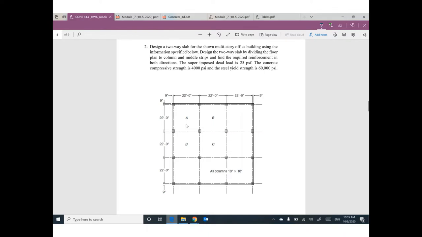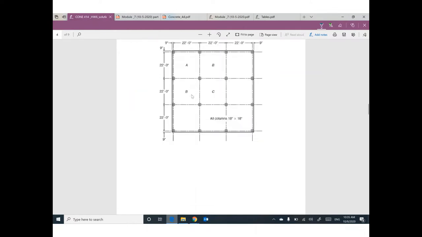I'm going to design X direction only. Why? Because Y direction will be the same. They are equal. X direction equals Y direction. So I'm gonna design X direction only. Do you remember what is the first step in two-way slab? Check. Longer divided by shorter. 22 divided by 22 equals 1. So it's smaller than 2, two-way slab.